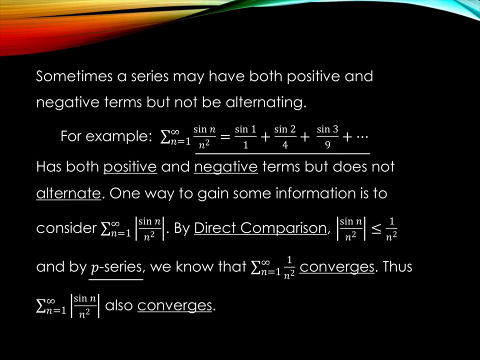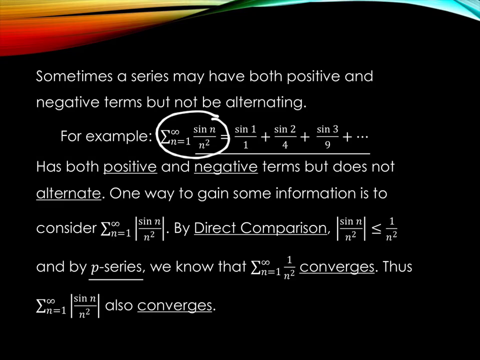By the p-series test, we know that second term, 1 over n squared, converges, right? The summation from n equals 1 to infinity of 1 over n squared converges. Thus, the absolute value of sine of n over n squared also converges. Now notice, that didn't say what happened to this. It said what happened to the absolute value of it. Did you catch the difference? If you didn't, do you catch it now?